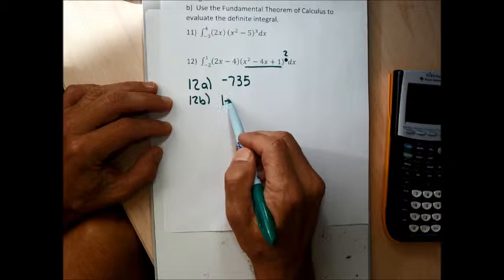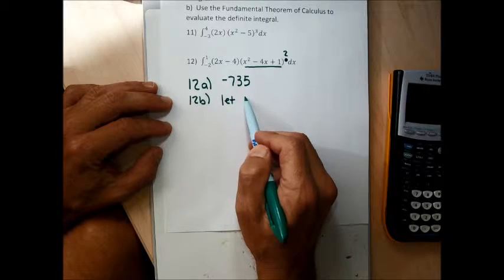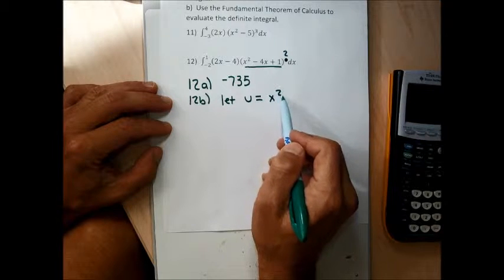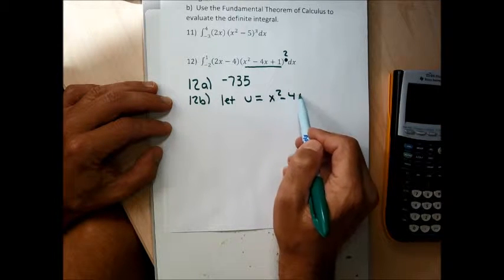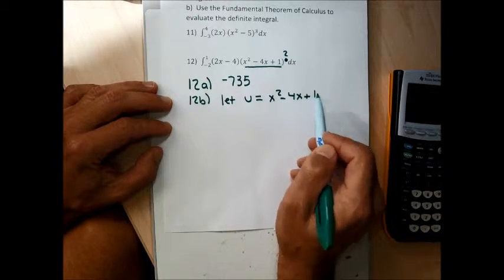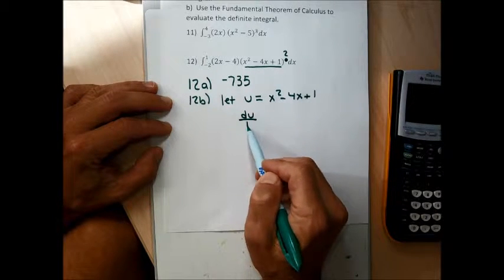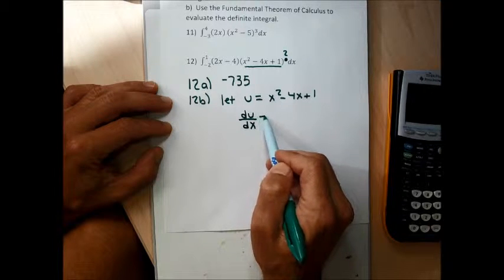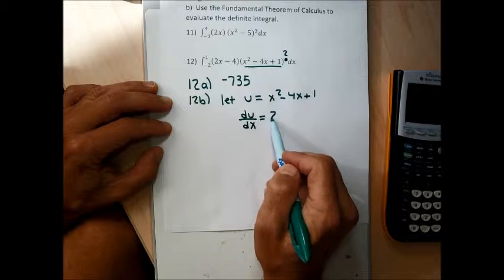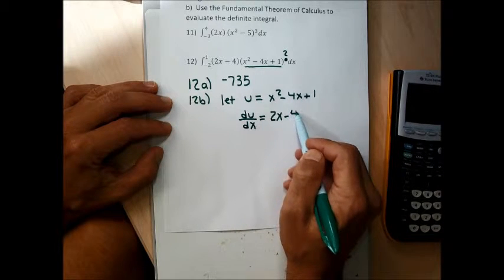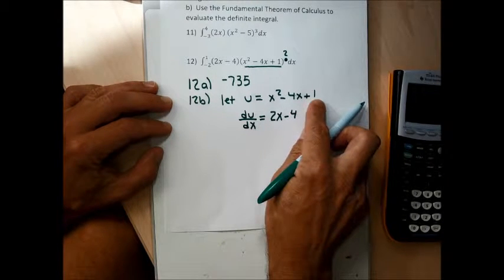I'm going to let u be the inside of the parentheses, which is going to be x squared minus 4x plus 1. And then we'll take the derivative of u with respect to x and get du dx. The derivative of x squared is 2x. The derivative of minus 4x is minus 4. The derivative of plus 1 is 0.